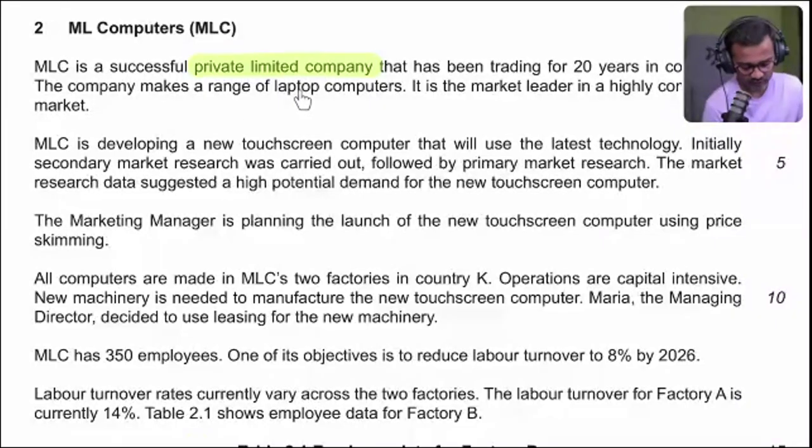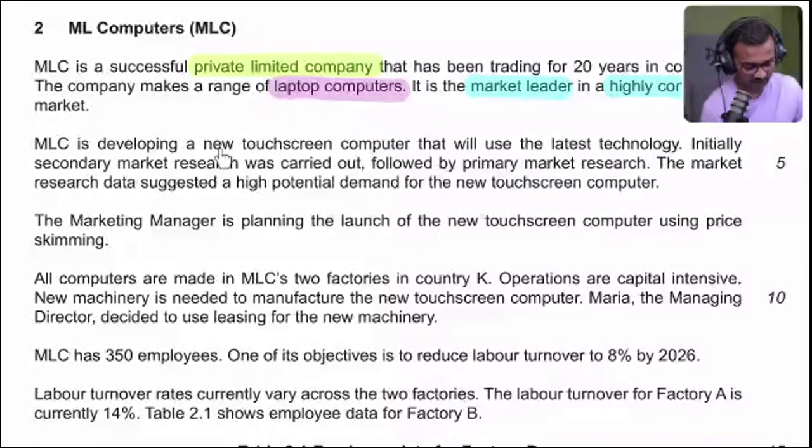The company makes a range of laptop computers. And again, we have our second piece of information. The kind of product that they're selling is laptop computers. It is the market leader in a highly competitive market. So what's a telling piece of information is that they operate in a highly competitive market, which means innovation would be key, which means competitive pricing would be key, which means that you will have to fight with suppliers over raw materials. So those are the things that they have to face if they are to do well. And they seem to be doing well because they are already market leaders in that industry.